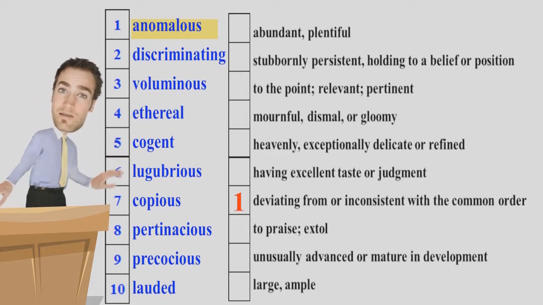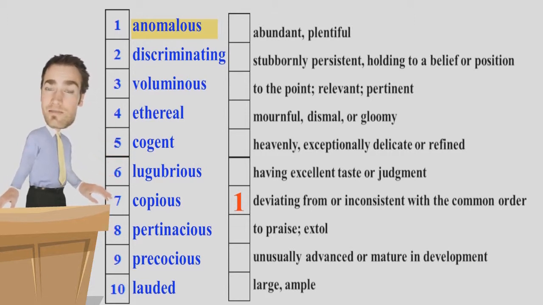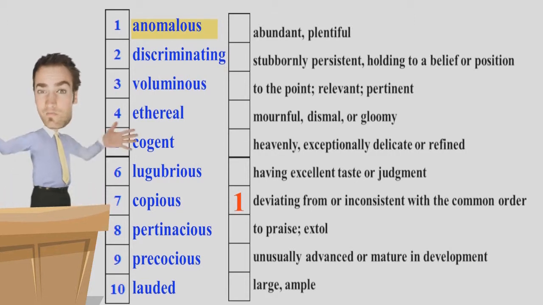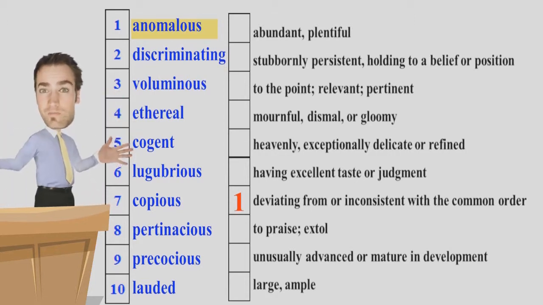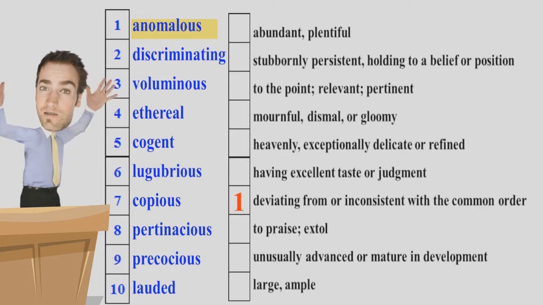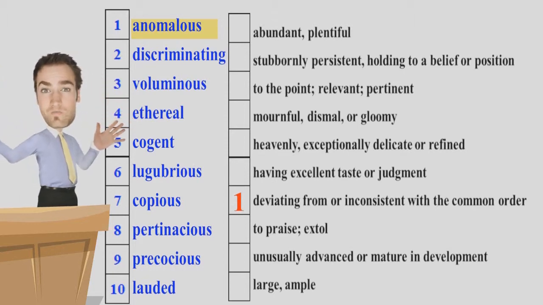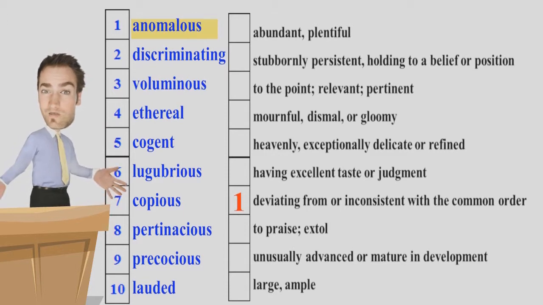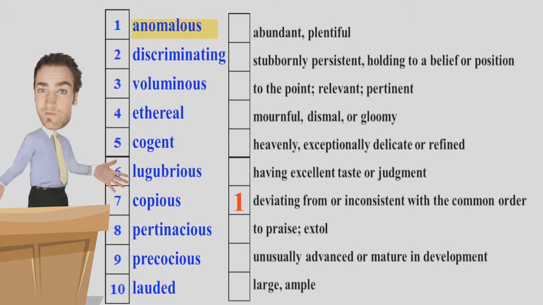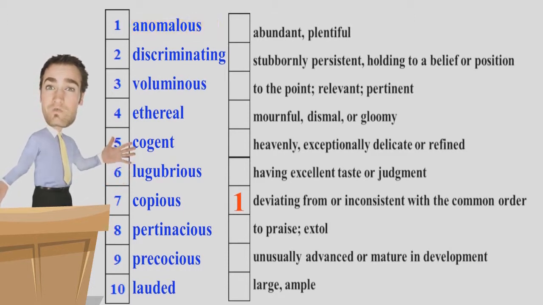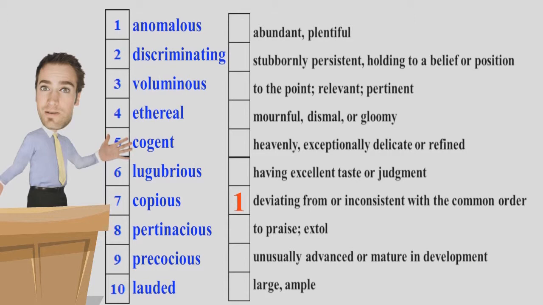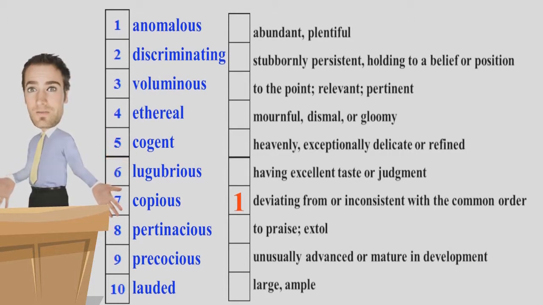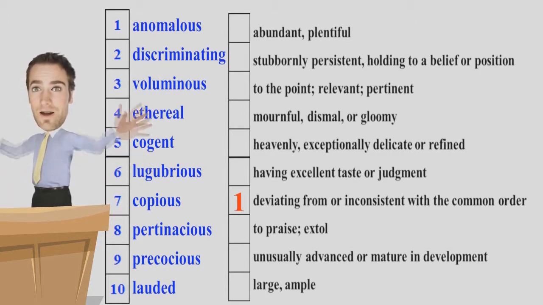You might hear it in statistics. It's a statistical anomaly. You might hear it in talking about many exceptions that occur in life. Sometimes the word might be used just as a synonym for something that's odd or peculiar, but it really should be used for something that's outside what's normally expected. That's why it should be paired with the seventh item down on the list, deviating from or inconsistent with the common order. Our second word is discriminating.